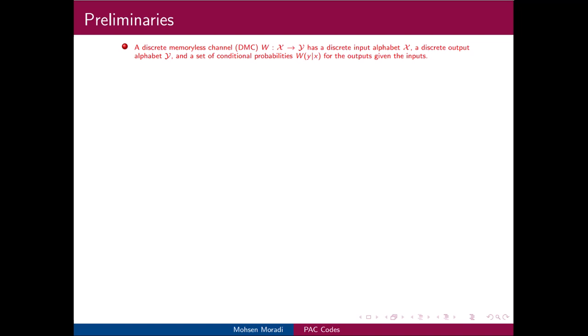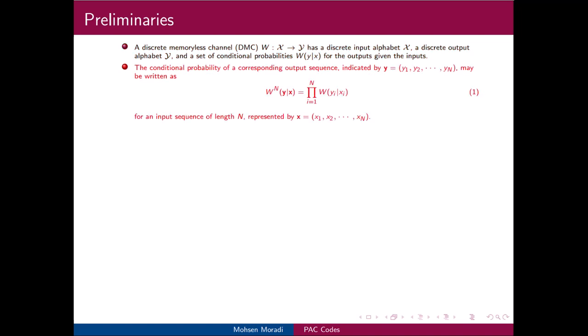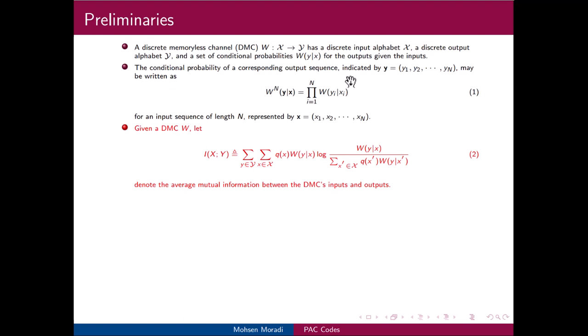We learned the encoding of it. A discrete memoryless channel W has a discrete input that comes from alphabet calligraphic X, a discrete output alphabet Y, and a set of conditional probabilities W(y|x) for the output given the input. The conditional probability for an output sequence, which we show by vector y, can be written as W(y|x), which is equal to W(y1|x1) times W(y2|x2) until W(yn|xn), for the input sequence of length n represented by this vector x. This definition holds because the channel is memoryless. We assume that the channel is memoryless.